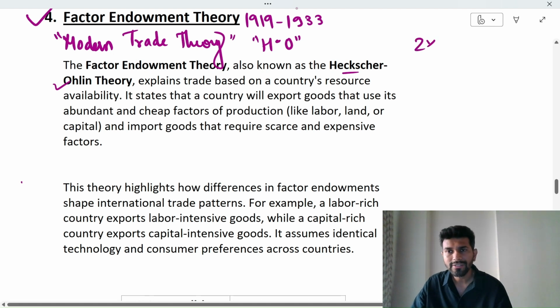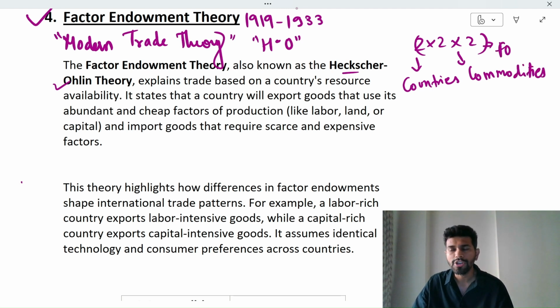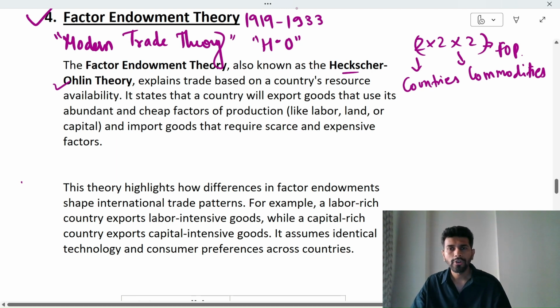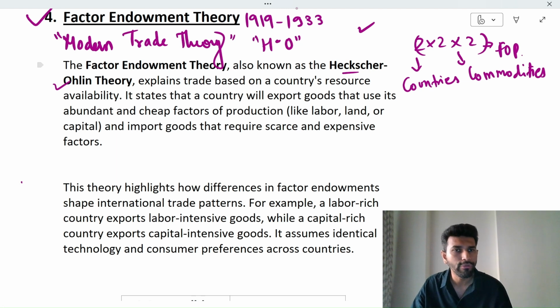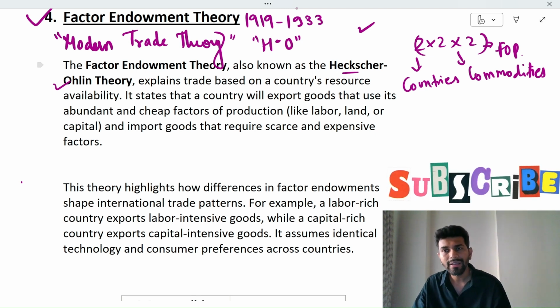This theory is called the 2 by 2 by 2 model because it includes two countries, two commodities, and two factors of production. So it is a 2 by 2 by 2 model. Remember, very important from the exam point of view, factor endowment theory is also called modern trade theory. It is also called HO theory, and this theory is a 2 by 2 by 2 model.